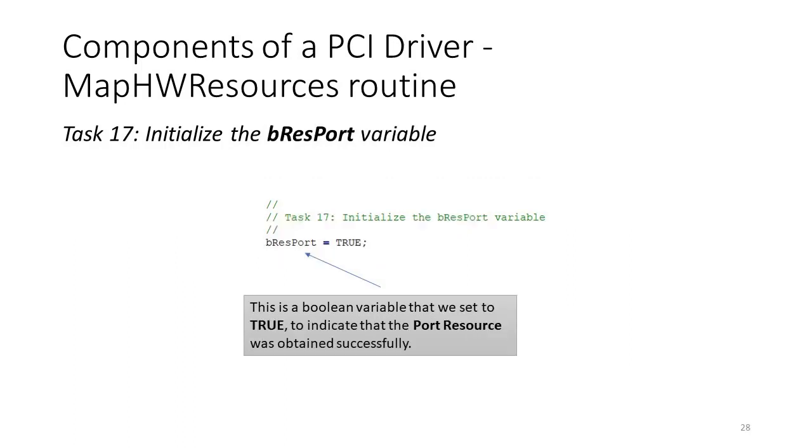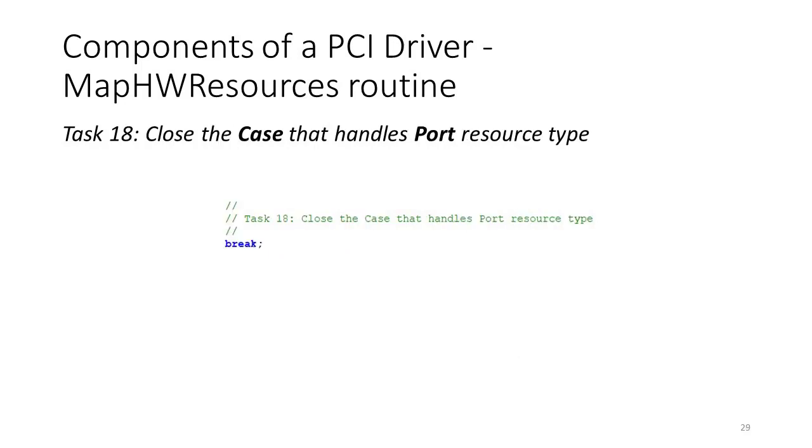Task number 17, initialize the bres port variable. This is a Boolean variable that we set to true, to indicate that the port resource was obtained successfully. Task number 18, close the case that handles the port resource type. This is a simple task in which we simply break from the case.